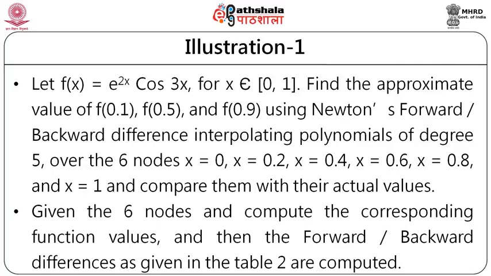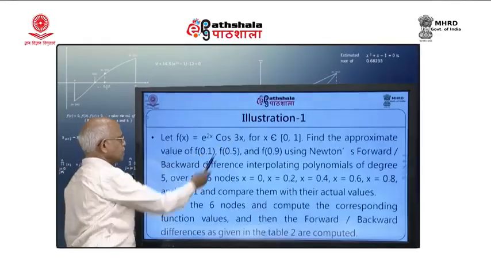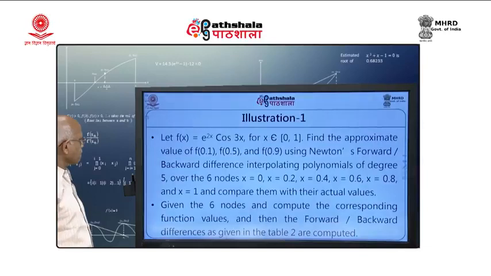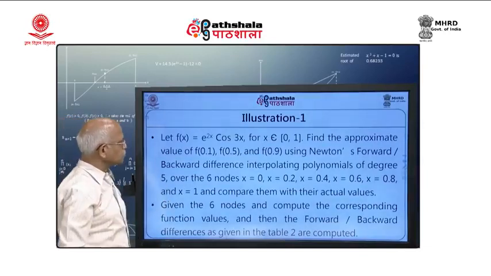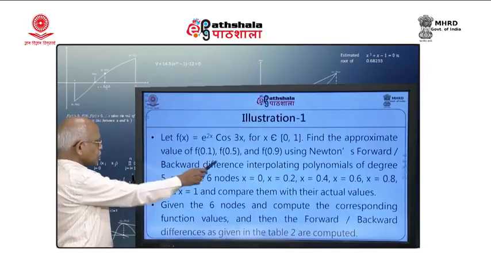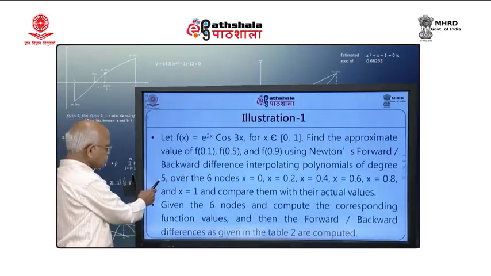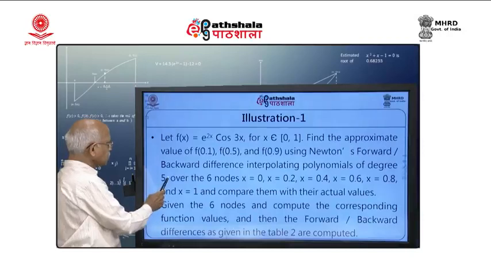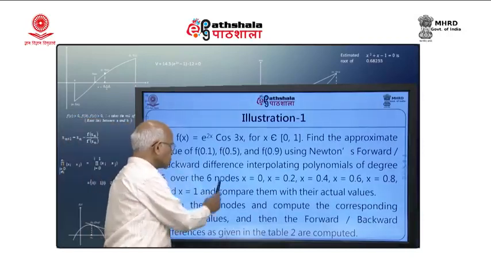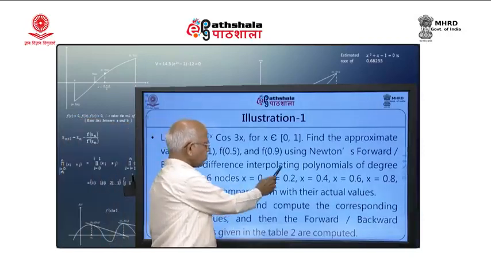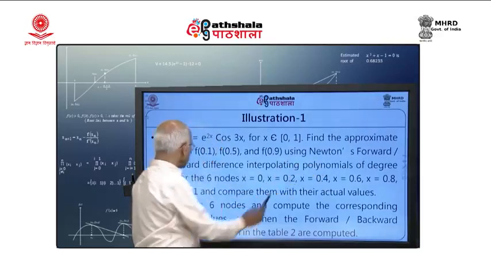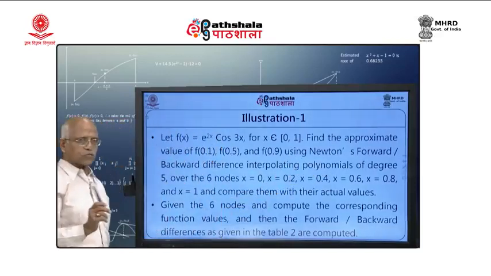So, we want to see the effect of these two different interpolating polynomials in estimating these 3 values. Now, I am going to do it by the interpolating polynomial of degree 5 over the 6 nodes 0, 0.2, 0.4, 0.6, 0.8 and 1, because I want equally spaced nodes.